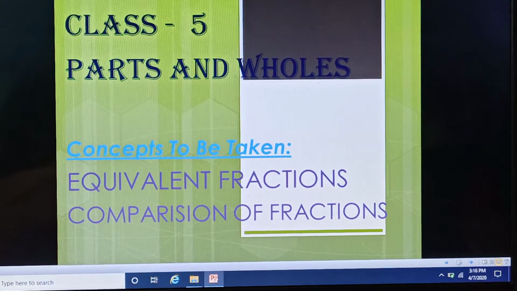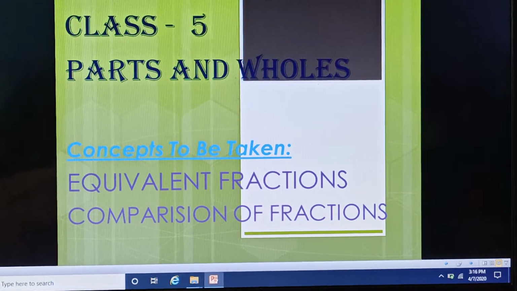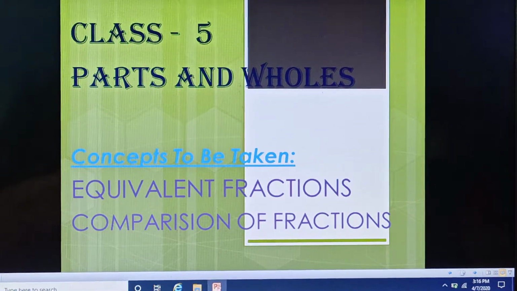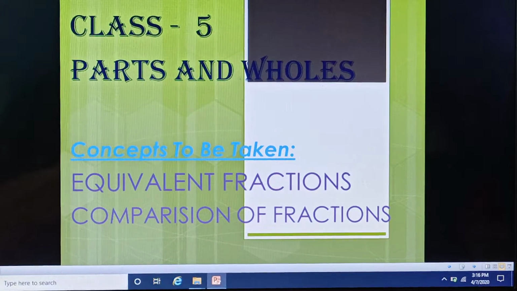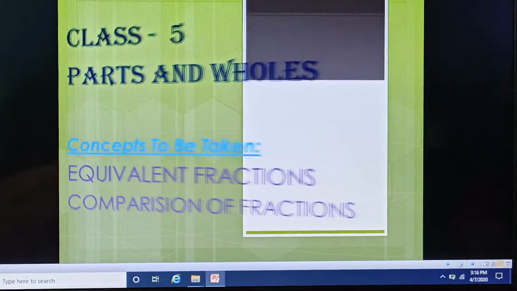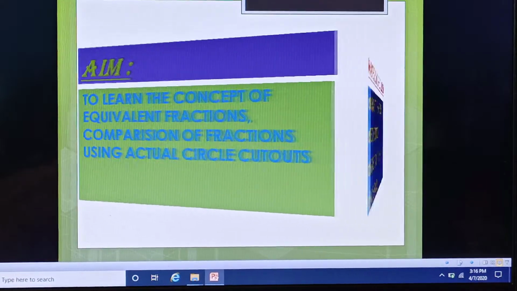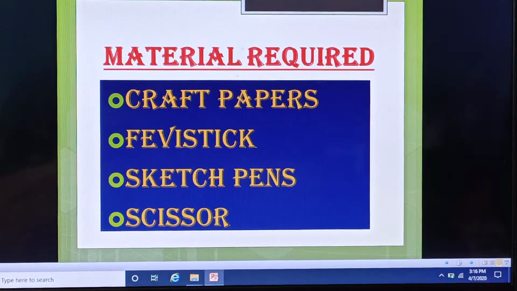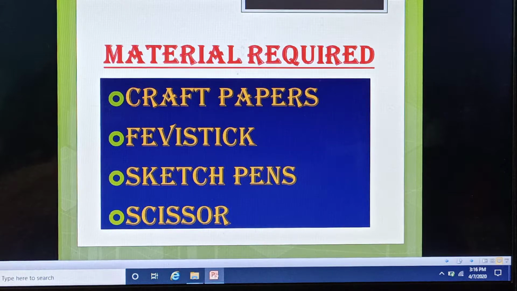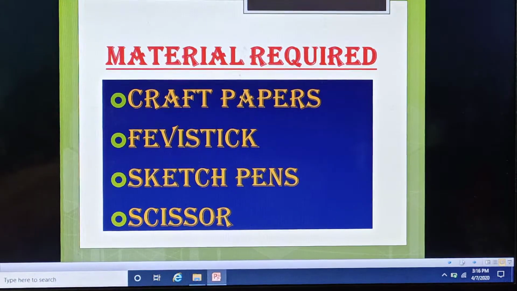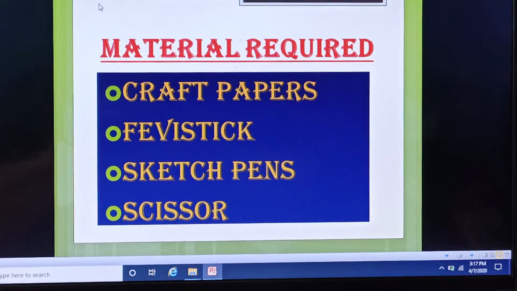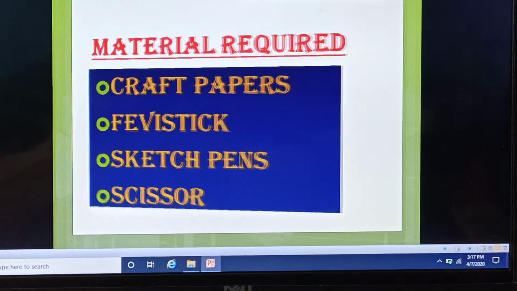Today we are going to do the activity based on the chapter Parts and Wholes. The concepts to be taken in this activity are equivalent fractions and comparison of fractions using actual circle cutouts. The materials required for this activity are as follows: craft paper, fevistick, sketch pens and one scissor. Now moving on to our activity.